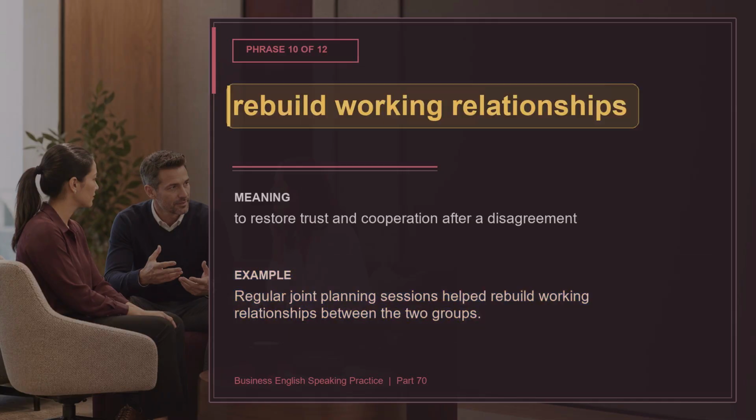Resolution of one issue may not immediately restore confidence. Rebuilding requires consistent behavior and successful cooperation over time. Use this phrase when the relationship itself needs attention after conflict. Now repeat: rebuild working relationships.